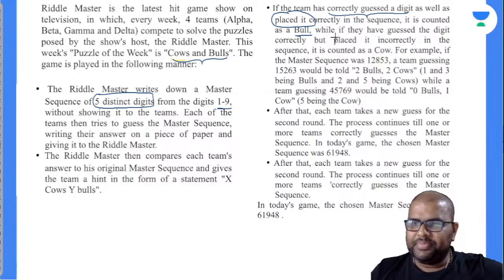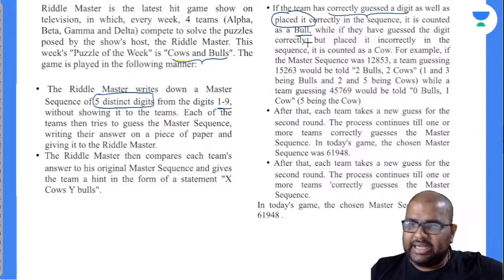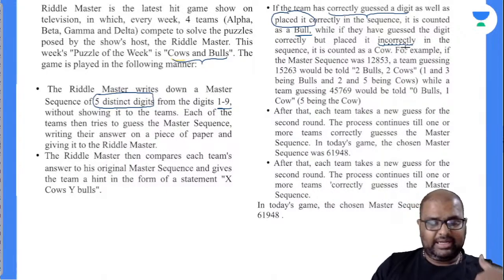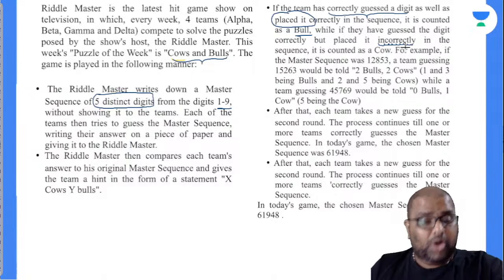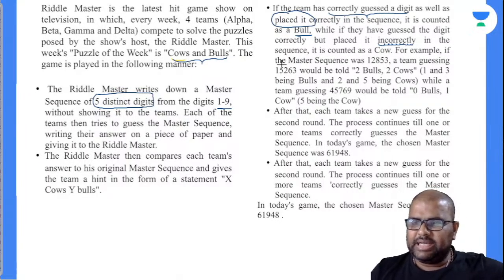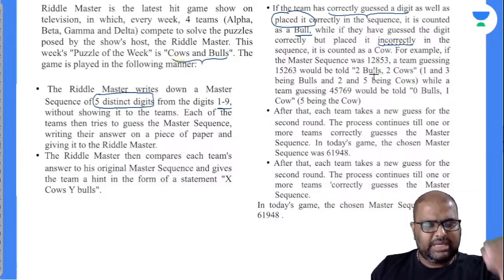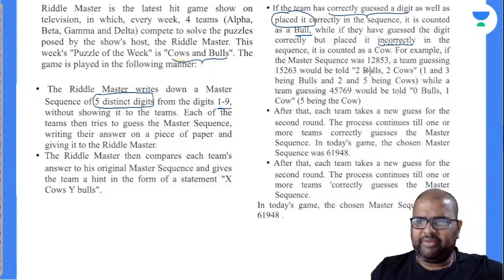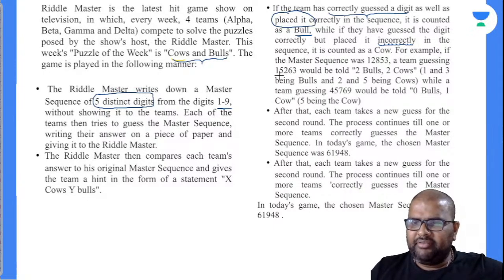This is the point. While if they have guessed the digit but placed it incorrectly in the sequence, it is counted as a cow. Now I have identified the digit, but I have kept it in a wrong position, so I will get a cow. For example, if the master sequence given by the Riddle Master was 12853, a team guessing 15263.